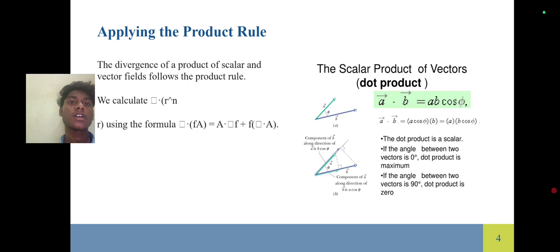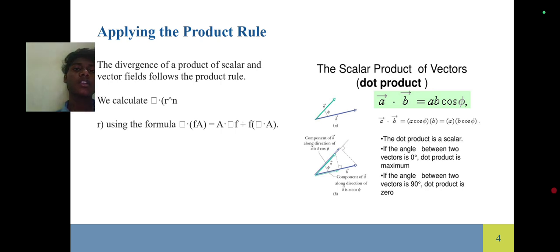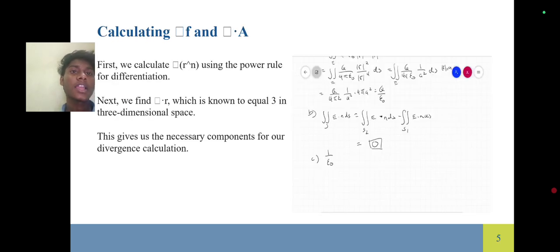Applying the product rule. The divergence of a product of scalar and vector fields follows the product rule. We calculate del dot (r power n times r) using the formula del dot (f a) equals a dot del f plus f times del dot a. The scalar product of vectors, the dot product, is ab cos theta. Calculating del f and del dot a.